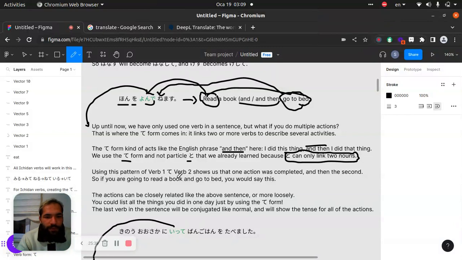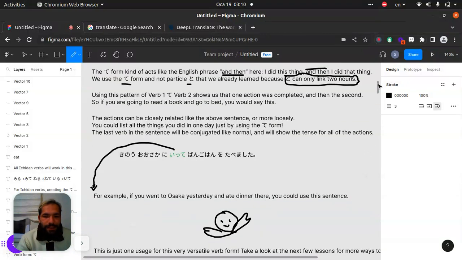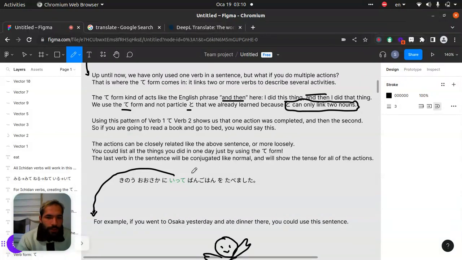Using this pattern of verb one, then verb two shows us that the action was completed and then the second. So if you are going to read a book and then go to bed, you would say this. The actions can be closely related to each other. You could list all the things you did in one day just by using the te form. The last verb in the sentence will be conjugated like normal and will show the tense for all the actions.